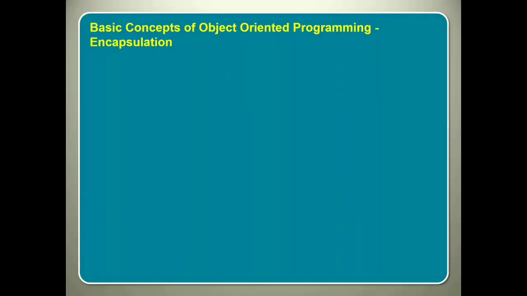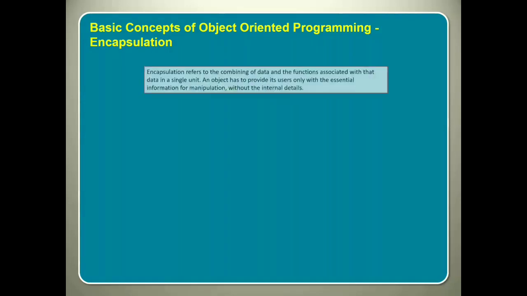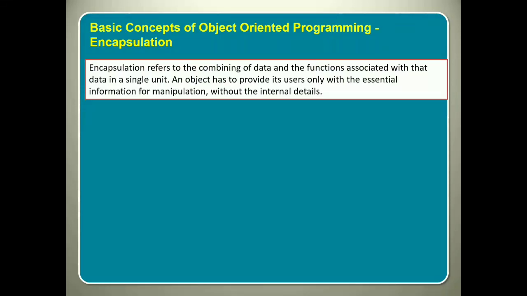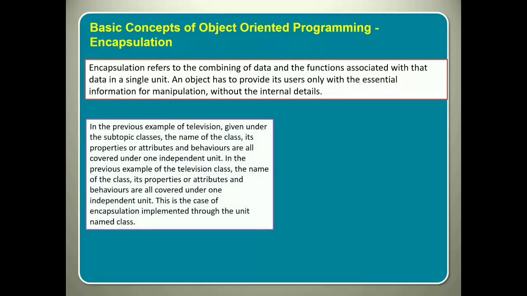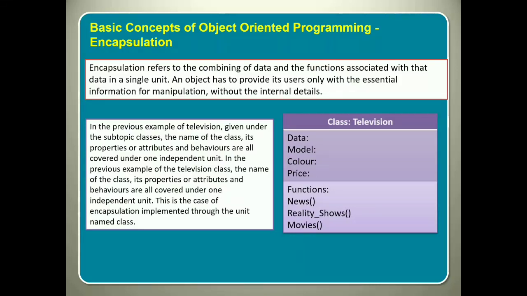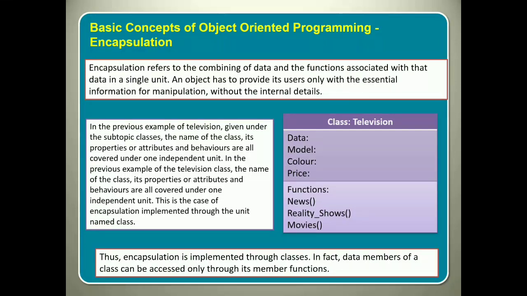The next concept that we will study is encapsulation. Encapsulation refers to the combining of data and the functions associated with that data in a single unit. An object has to provide its users only with the essential information for manipulation without the internal details. In the previous example of the television class, you can observe that the name of the class, its properties or attributes, and behaviors are all covered under one independent unit. This is the case of encapsulation implemented through the unit named class. Thus, you can simply say that encapsulation is implemented through classes. In fact, you can access data members of a class only through its member functions.